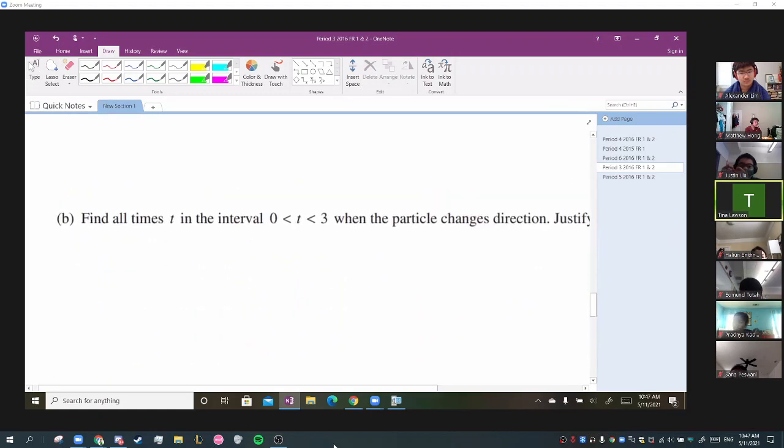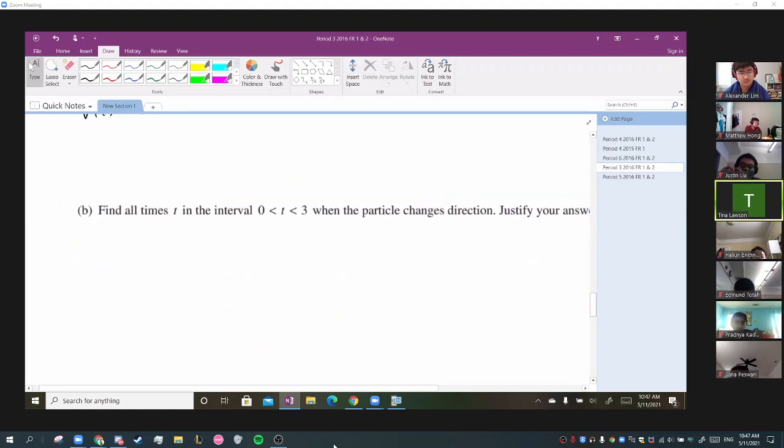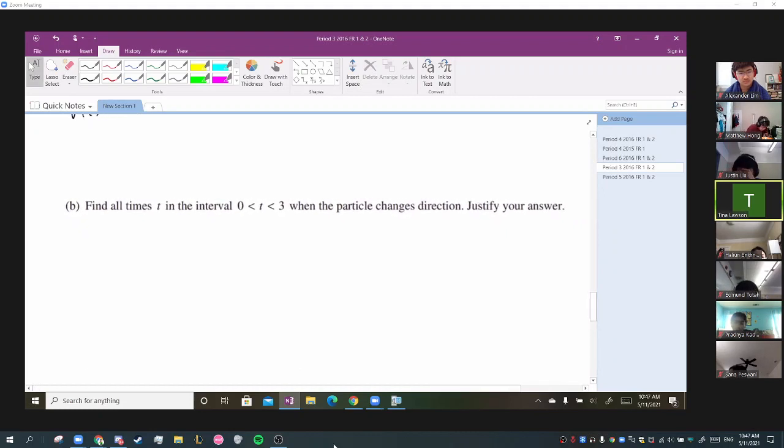Find all the times in the interval when the particle changes direction. Changes direction, think about velocity. If velocity is 0, it comes to a stop. If velocity is positive, it was moving to the right. If velocity is negative, it's moving to the left. Let the calculator do all that.